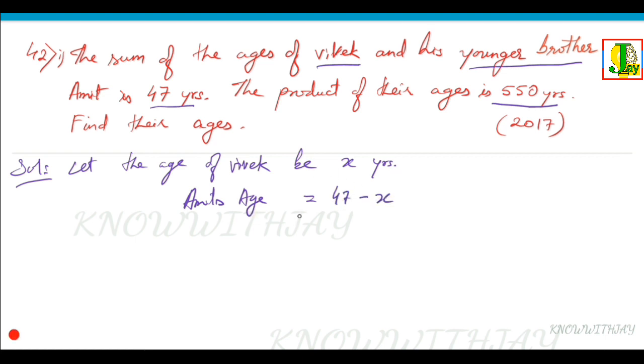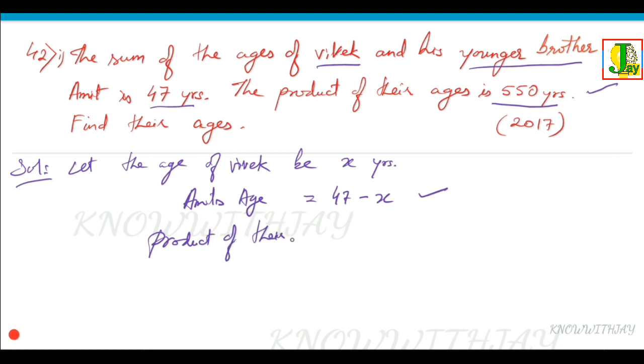So what we are doing here is we are going to compare their age based on a particular condition, and then we use the second condition. We can also use the second condition first, and then substitute those values in the first condition. So we have used the first condition, that's the sum of their age is 47, and then we are going to put the values into the second condition.